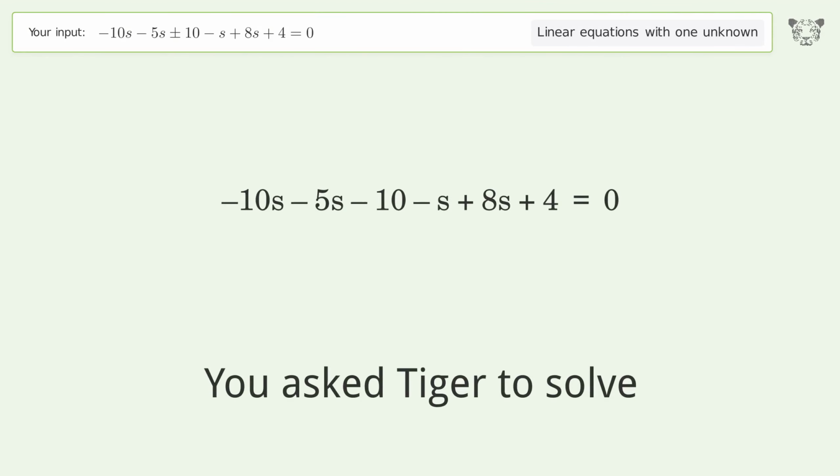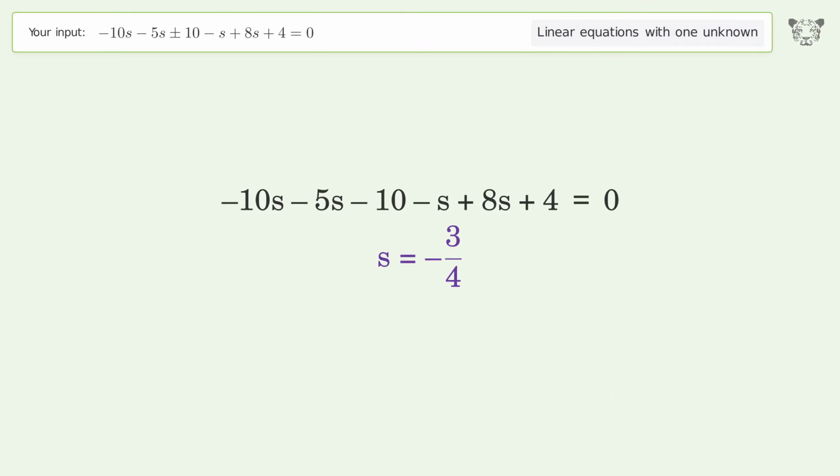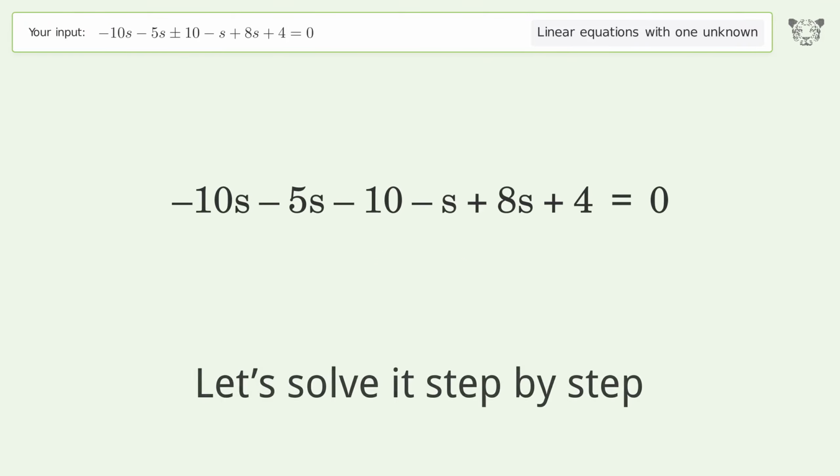You ask Tiger to solve. This deals with linear equations with one unknown. The final result is s equals -3/4. Let's solve it step by step.